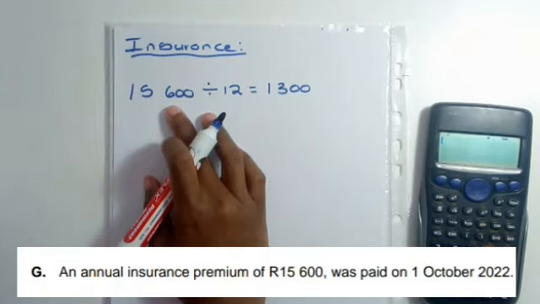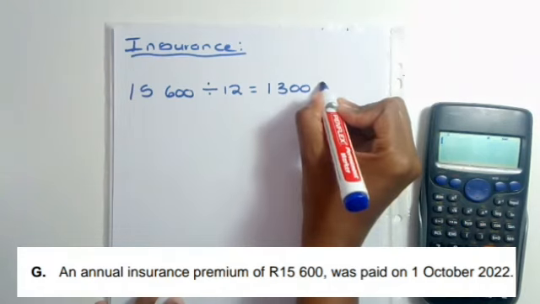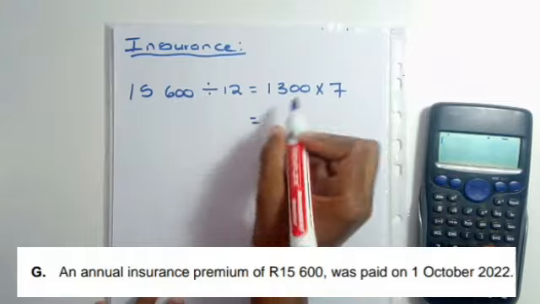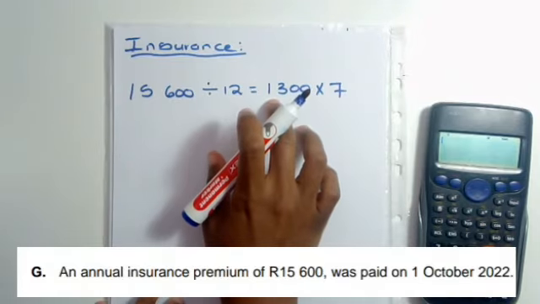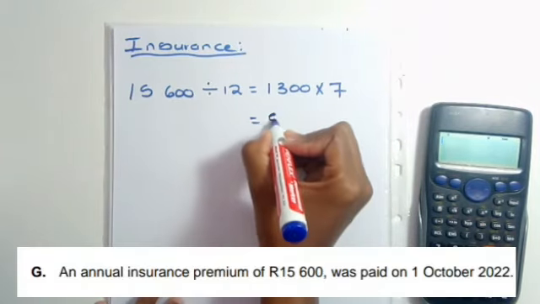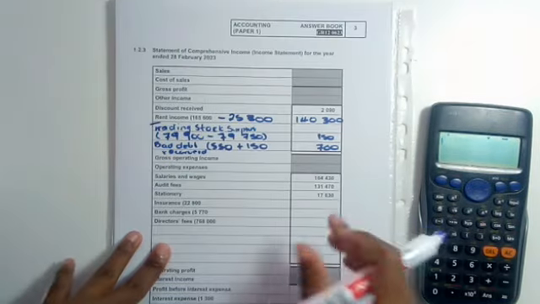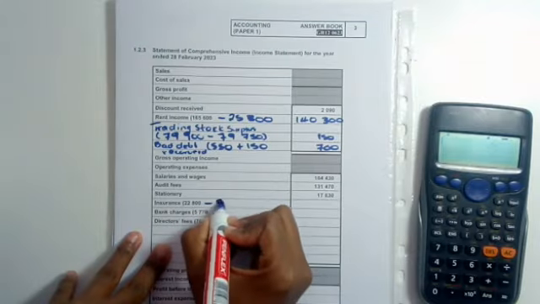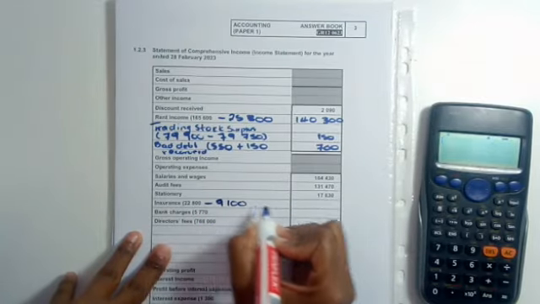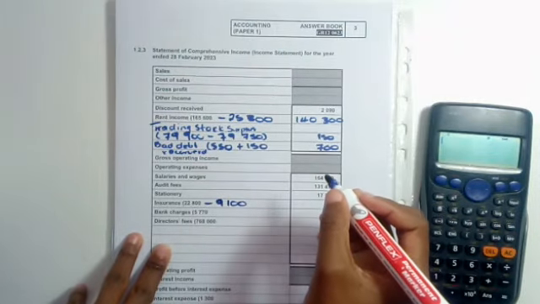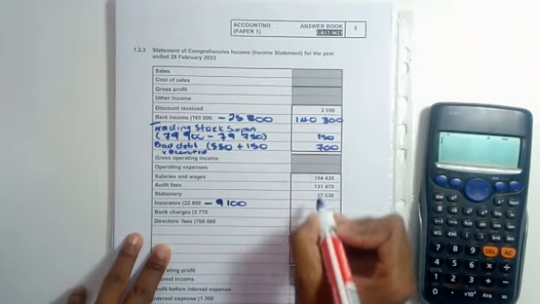That is our financial year, meaning the rest of it, which is the last 7 months, does not belong to this financial year. So these 7 months are what we are going to subtract, and 1,300 times 7 will give us 9,100, which is what we are going to subtract here. And our insurance is 13,700.